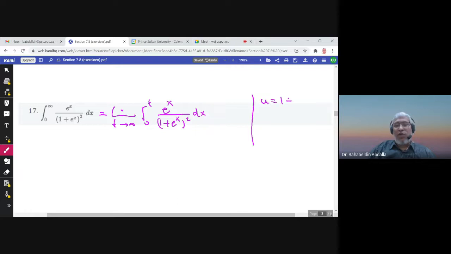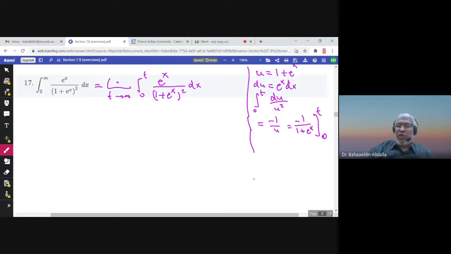I will let u equals 1 plus e^x. So du would be e^x dx, and the integral would be the integral of du over u squared. And the integral of u to the power negative 2 is negative 1 over u, which I will write as negative 1 over 1 plus e^x, because u is 1 plus e^x. And then I replace x from 0 to t.